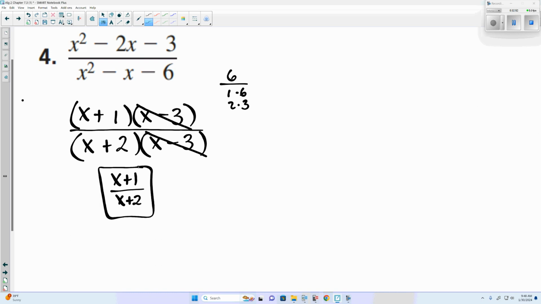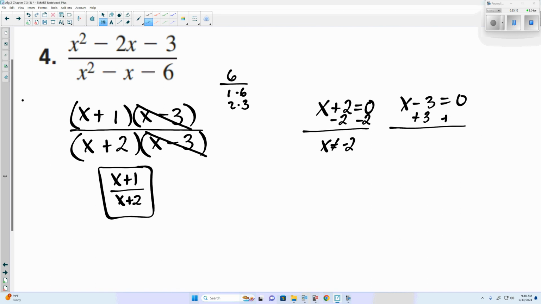And we did go a little quick through these last two. This one here, and our restrictions. X plus 2 equals 0. Because when we canceled out the x minus 3 over x minus 3, even though we did cancel it out, because it does show up in the denominator at one point, especially the original, it can't be that solution.